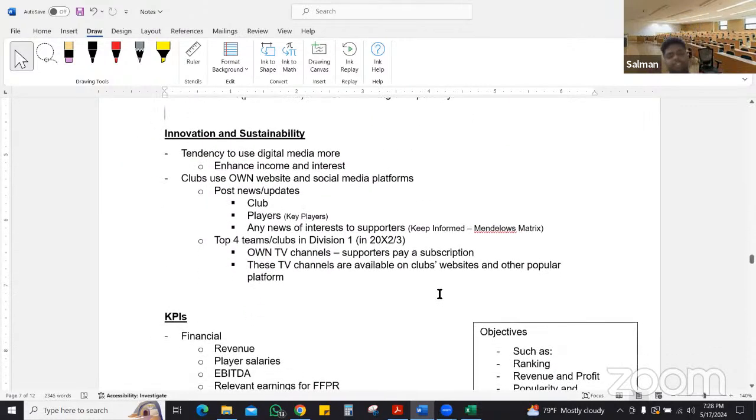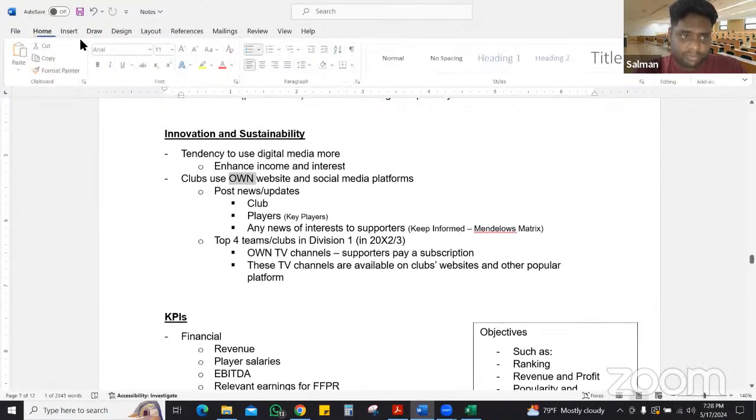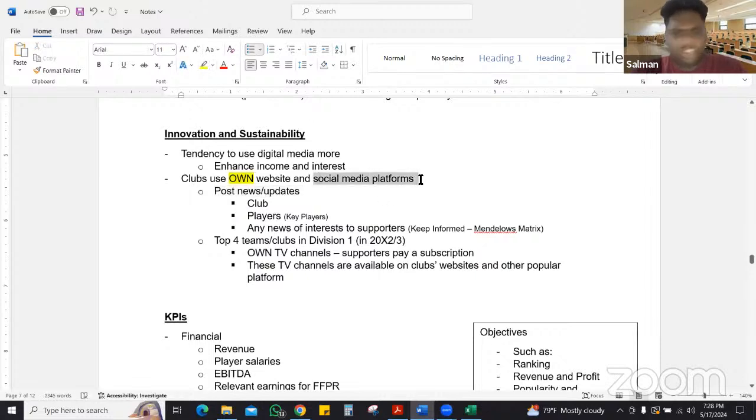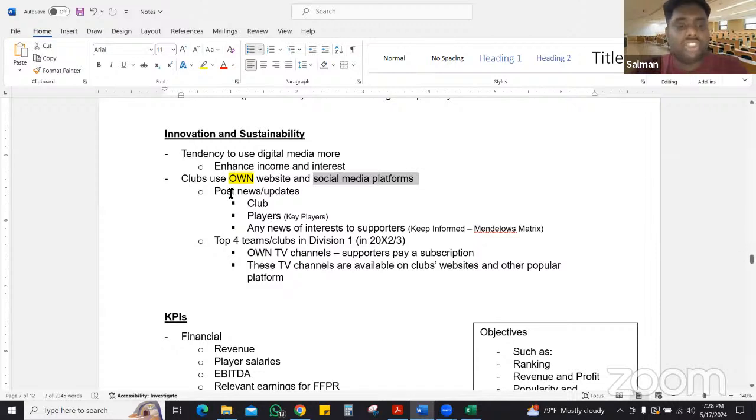Innovation and sustainability. At present, there's a high tendency to use digital media more. It enhances income and interest. Makes sense. Clubs use their own website and social media platforms. Very needed. The club uses them for what? They post news and updates on the club, on the players, and also any news of interest to supporters.